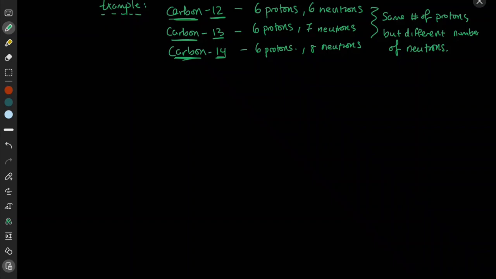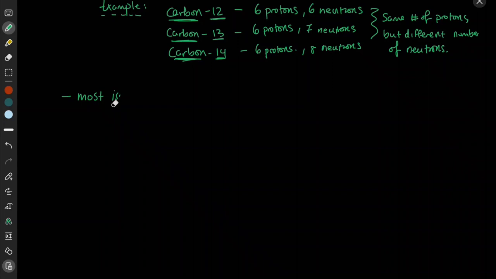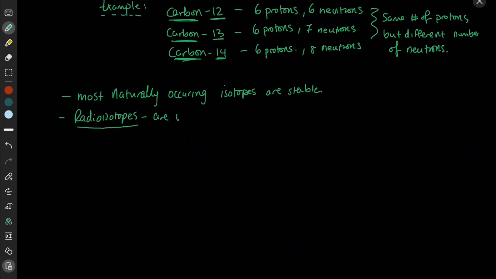Now, generally speaking, most naturally occurring isotopes are stable. But there are some that aren't, and these are called radioisotopes. The reason they're called radioisotopes is because radioisotopes are isotopes that undergo radioactive decay, right? So what's radioactive decay?